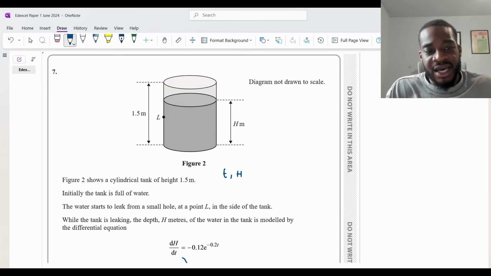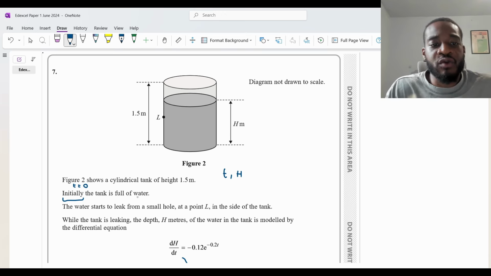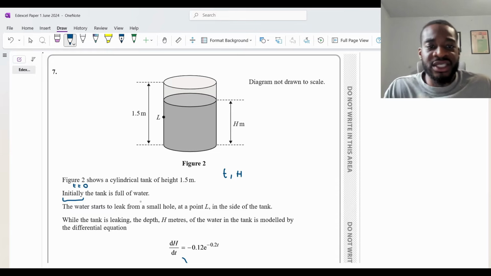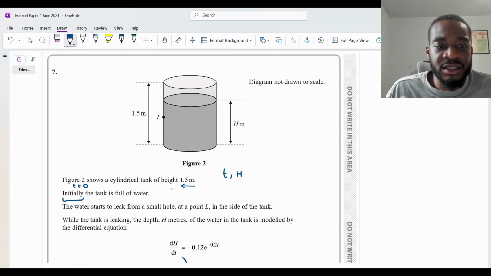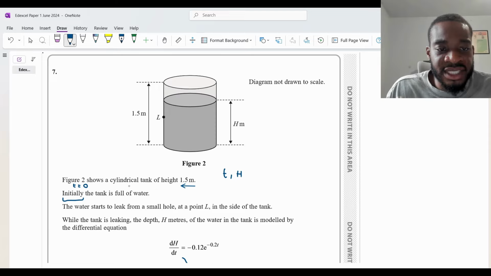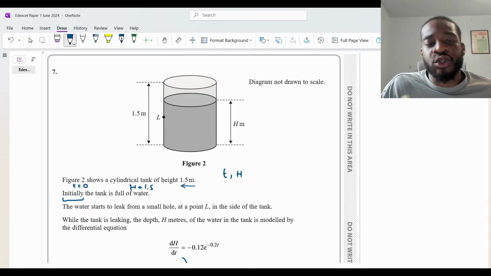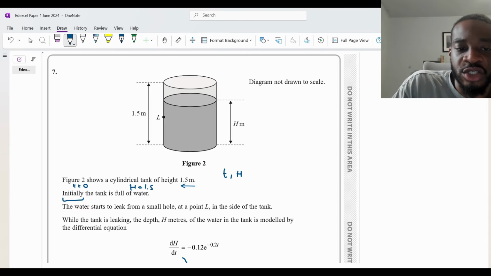This second sentence here, initially, that word there, initially, they love to use that, right? That's just another way of saying at the start. In other words, the time must be 0. So initially, this is t equals 0. The tank is full of water. Well, how tall is the tank? It's 1.5 meters, right? So if it's full of water, that means that the height must be 1.5. So essentially, this second sentence here is just a fancy way of saying when t equals 0, h equals 1.5. And that's what we're going to use for our initial conditions.